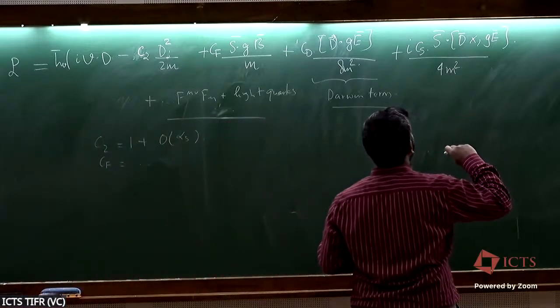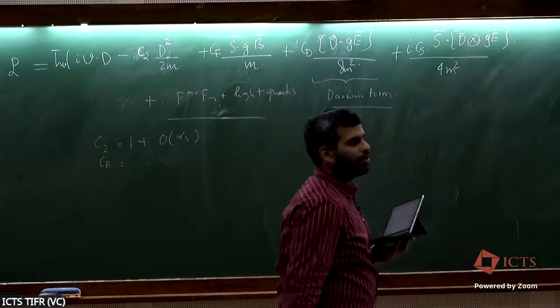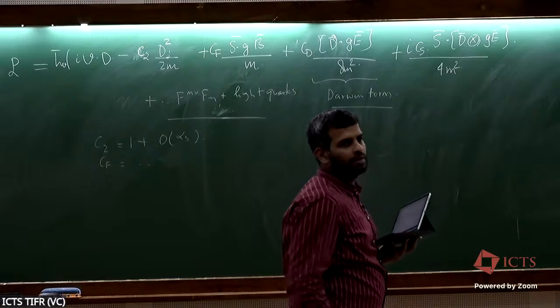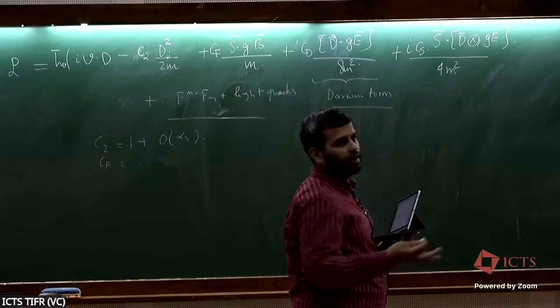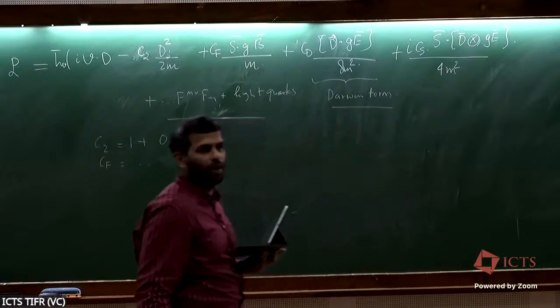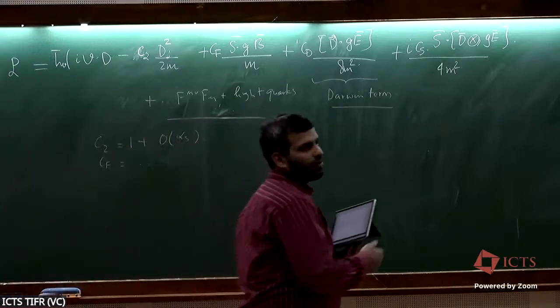So in general, this is this cross. You just expand the commutator. It's D cross E, because D is a vector, E is a vector. It's D cross E type of thing, or E cross minus E cross D. It's a short form notation I have just used.